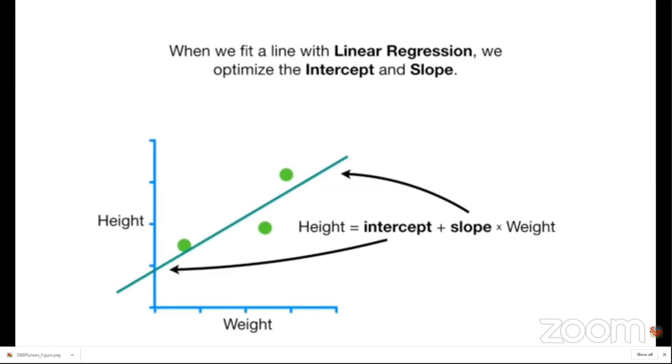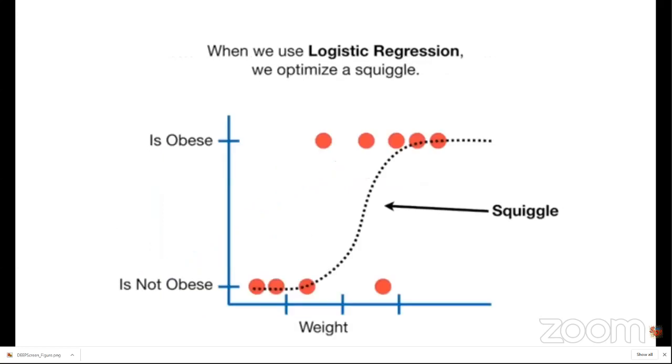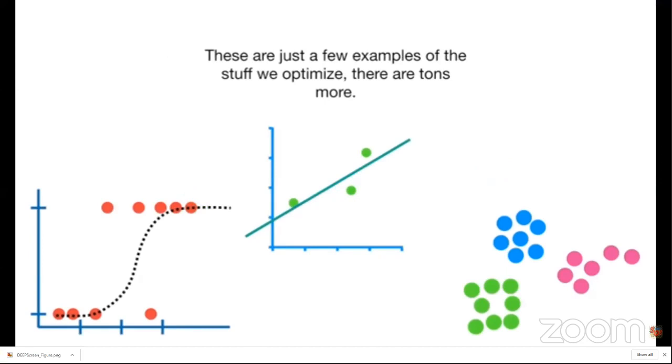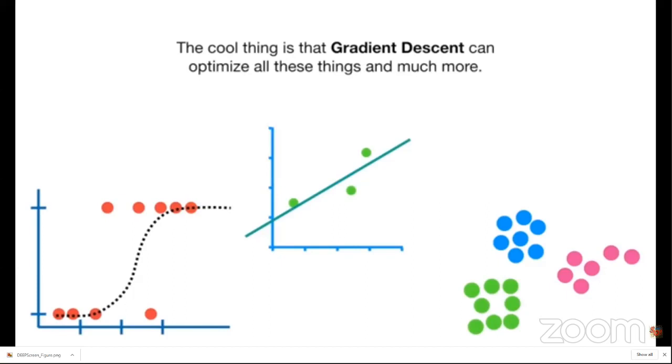In statistics, machine learning, and other data science fields, we optimize a lot of stuff. When we fit a line with linear regression, we optimize the intercept and the slope. When we use logistic regression, we optimize a squiggle. And when we use t-SNE, we optimize clusters. These are just a few examples of the stuff we optimize. There are tons more. The cool thing is that gradient descent can optimize all these things and much more.